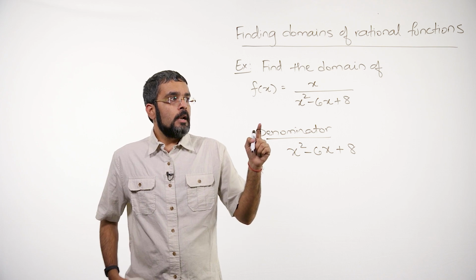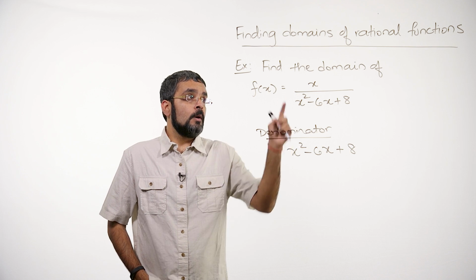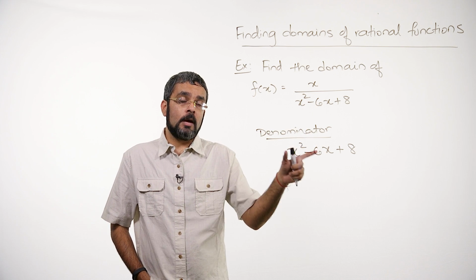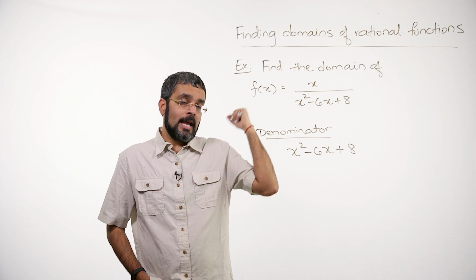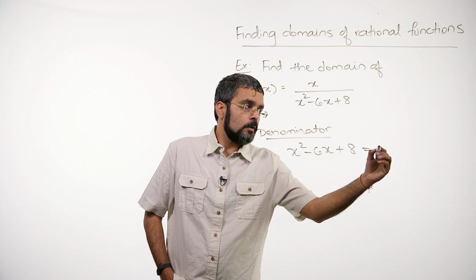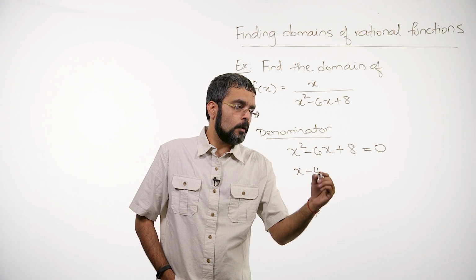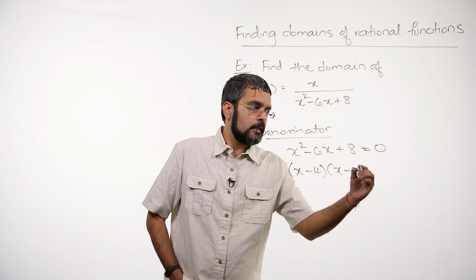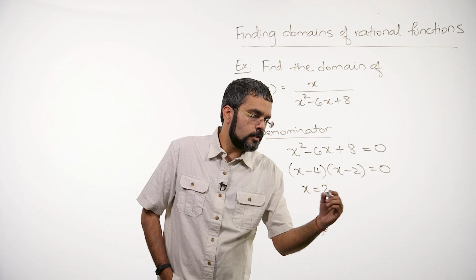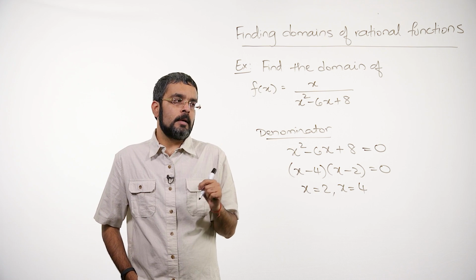Okay. Now, as I said previously, think about fractions, right? We cannot divide by 0. So my denominator can never be 0. So I need to figure out when this denominator is 0 and take those points away from the real line, right? So I set it equal to 0. And if I factor this, I'm going to get (x minus 4)(x minus 2) equal to 0, which means at the points x equal to 2 and x equal to 4, this is where my denominator becomes 0.